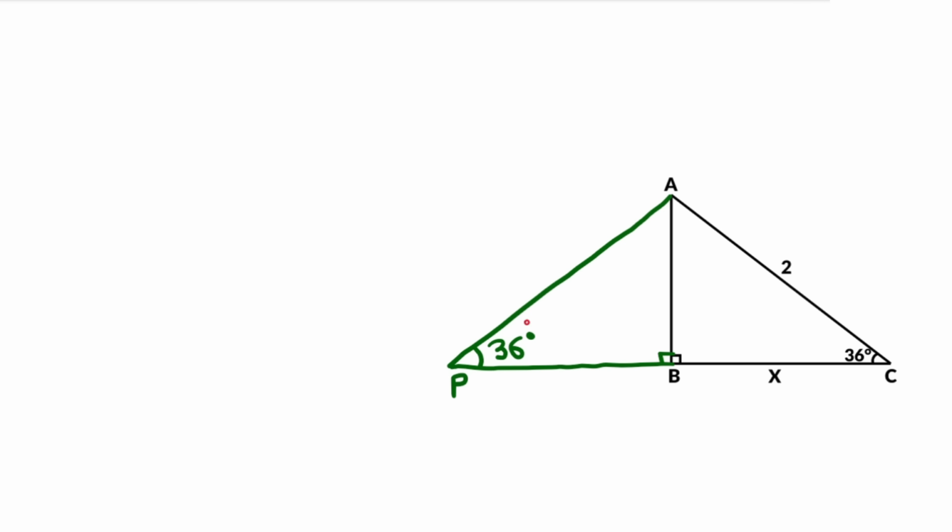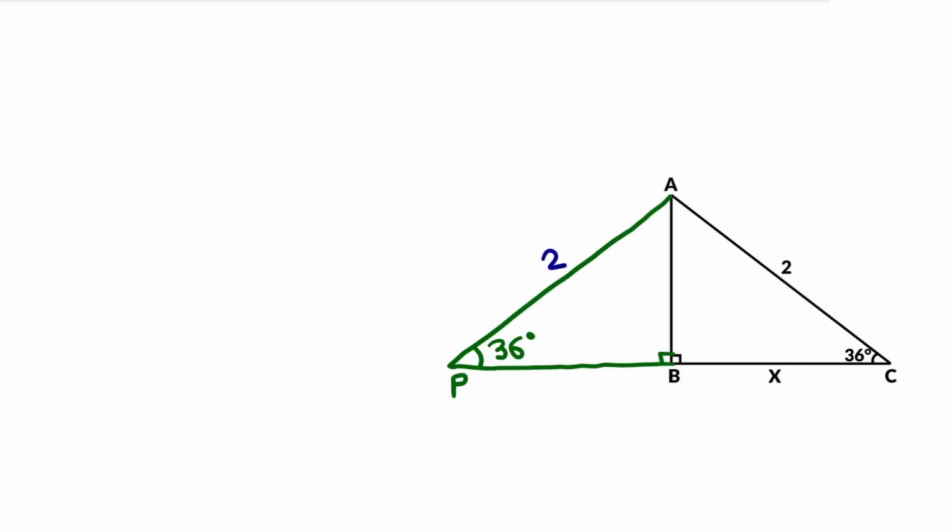Angle at P is 36 degrees. Angle at C is also 36 degrees. So the triangle is isosceles, which means the opposite sides are equal. Since AC is 2, AP is also 2.